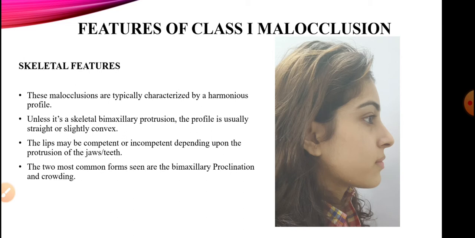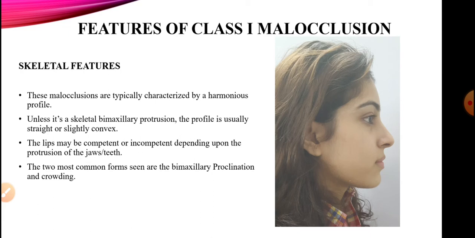If it is a bimaxillary proclination, then the profile is not straight. Usually in cases of bimaxillary proclination, the patient presents with a convex profile. I'll be discussing that later. The lips, as I mentioned earlier, can be competent or incompetent in cases of class 1 malocclusion; as we can see here, the lips are competent. The most common forms of class 1 malocclusion that we can see are either bimaxillary proclination or crowding. So these are the two most common things that can be seen in cases of class 1 malocclusion.